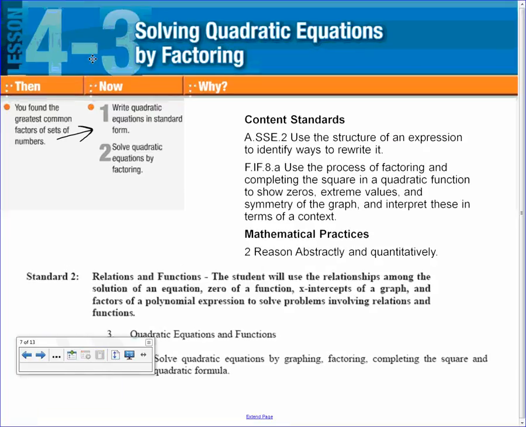Alright, today we're looking at lesson 4.3. I call this 4.3a. It's the first part. Today we're going to be writing quadratic equations in standard form. This will lead up to solving quadratic equations by factoring.